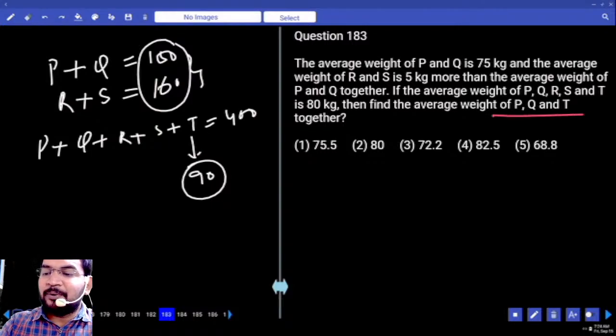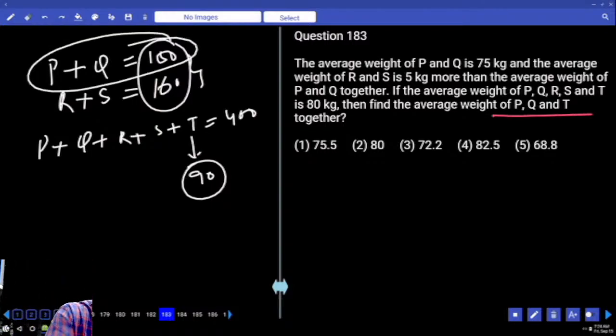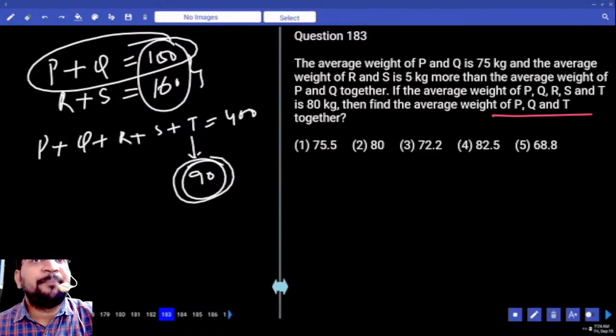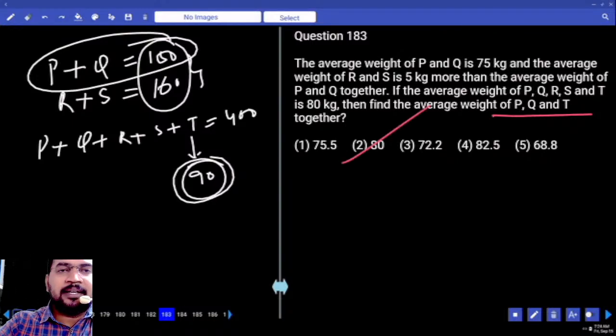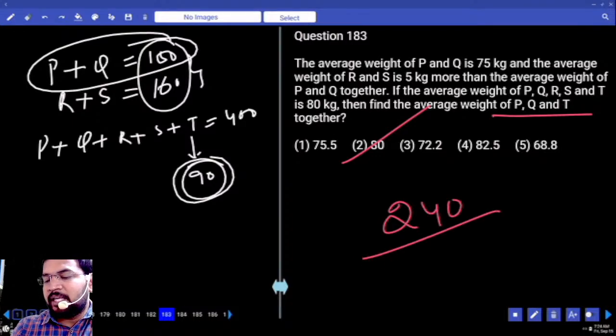They are asking PQT average. PQ is how much? 150. T is how much? PQT is how much? 240. 240 by 3? 80. PQT.